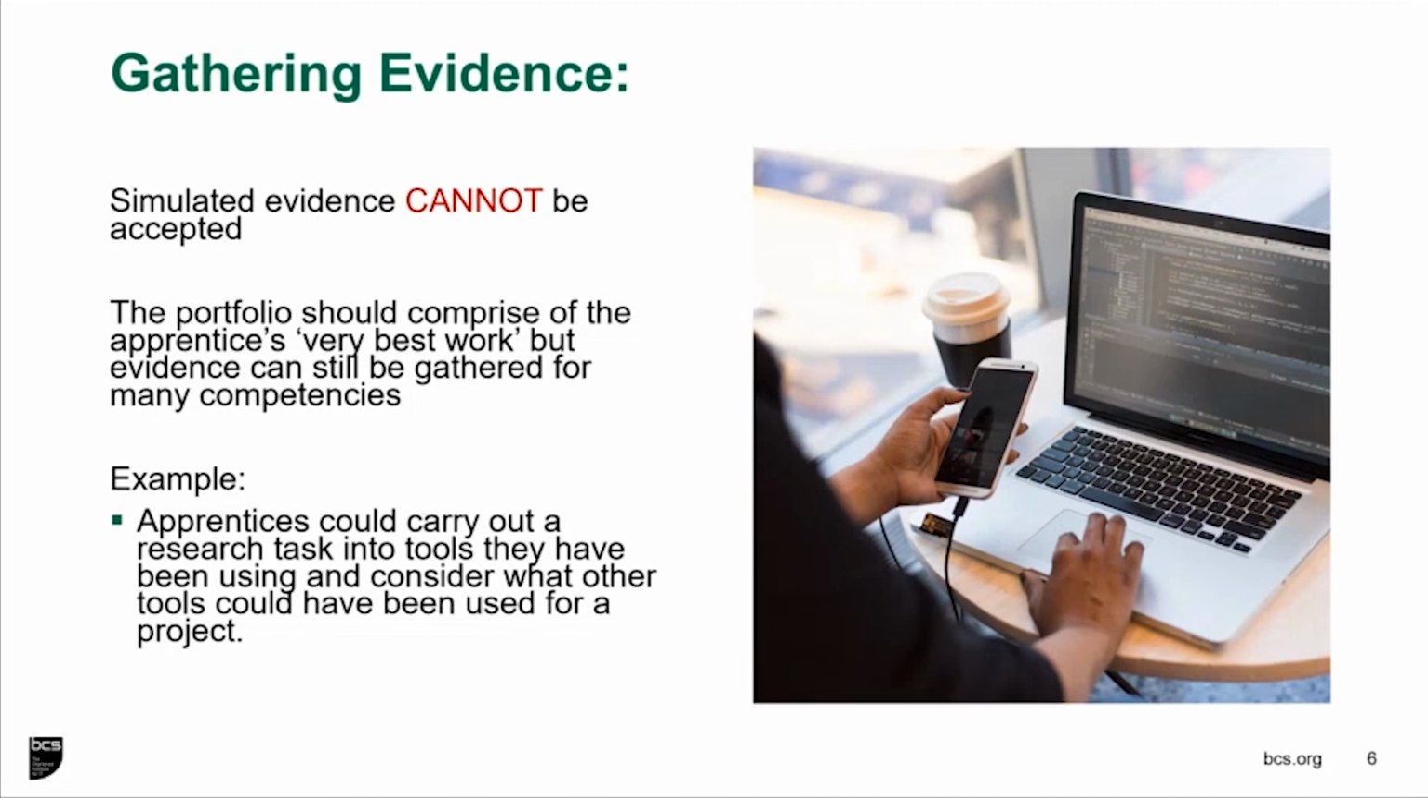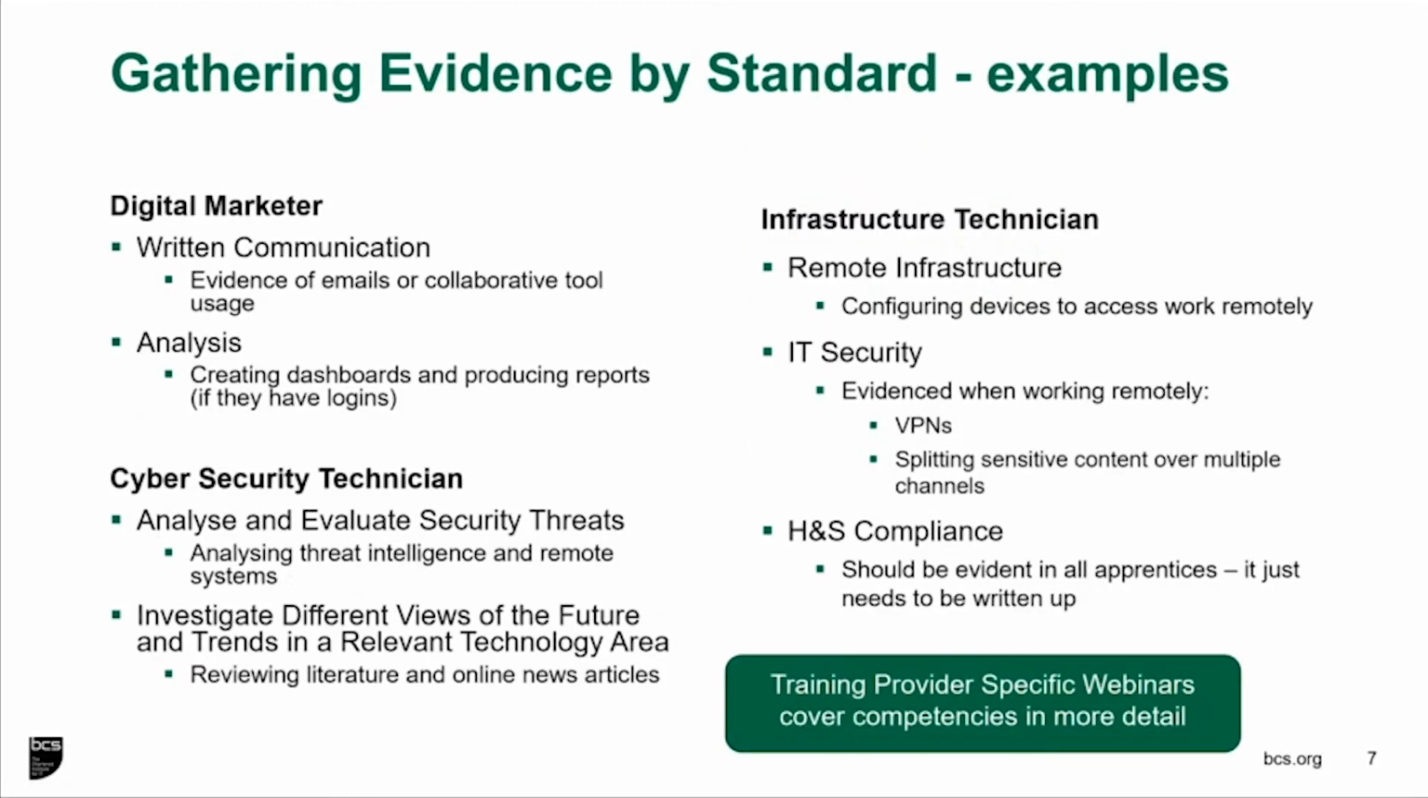For the competency. So an example that could apply to any standard, an apprentice could carry out a particular research task, maybe some tools that they've been using. They can talk about how that tool was used, how it could be used in a different way, and perhaps consider what other tools could have been used for a project. That would go towards evidence in most standards, especially with the significantly higher competencies. We'll break that down a little bit more in some examples by different standards.